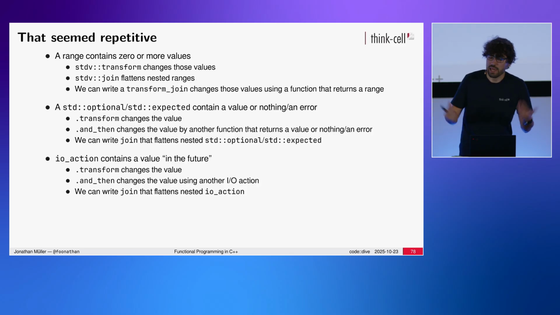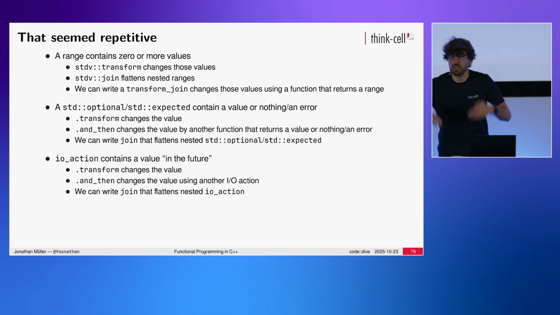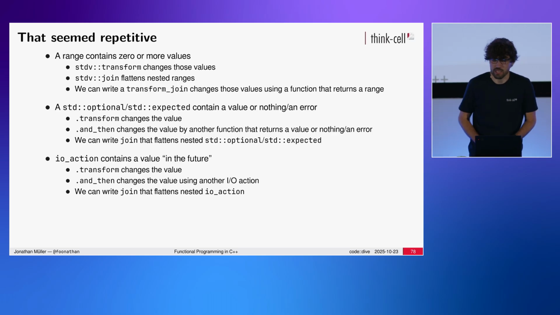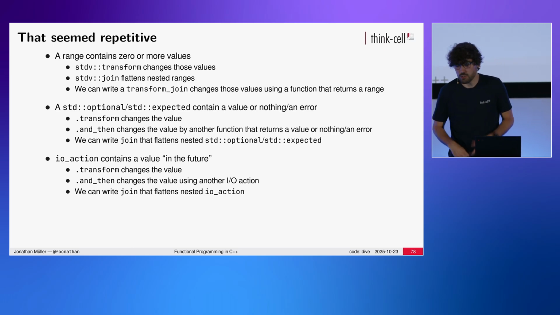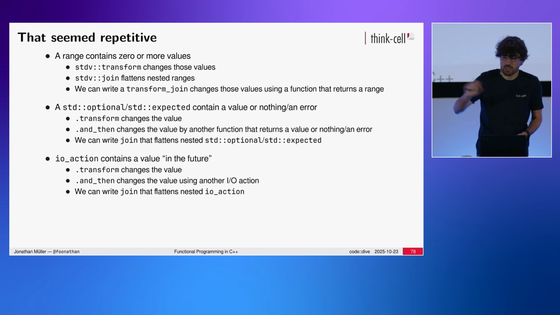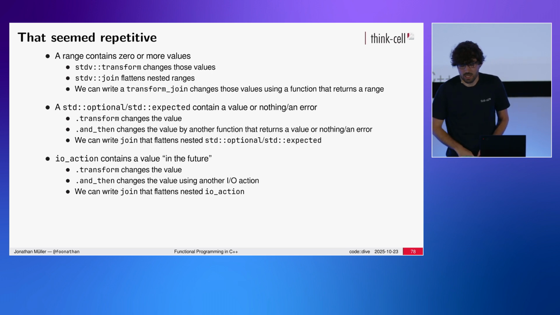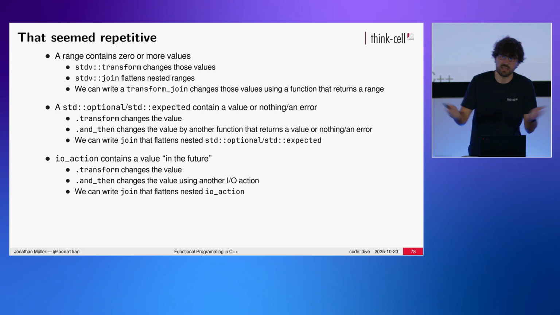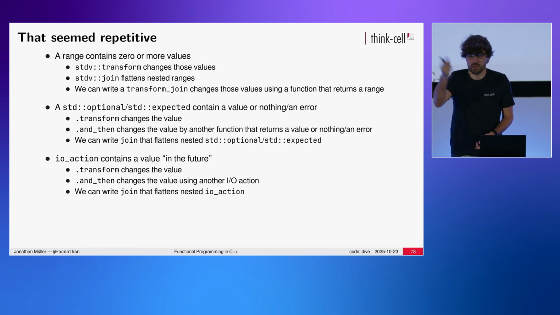And then we saw those I/O actions, and they contain a value in the future, right? They're an action that will give you a value, right? And you can use the transform to change that value, and you can use and then to change that value using another I/O action, right? And likewise, we can write a join that flattens nested I/O actions if you accidentally use transform instead of and then.